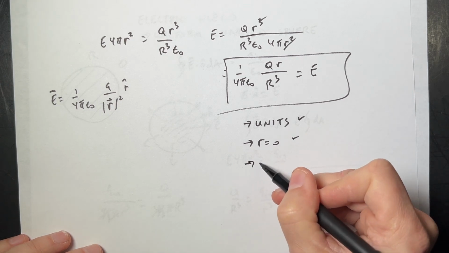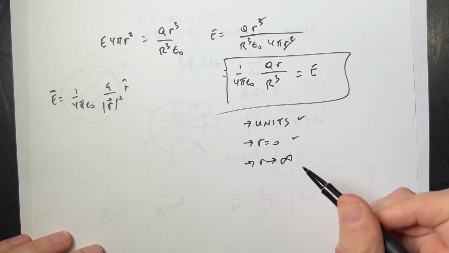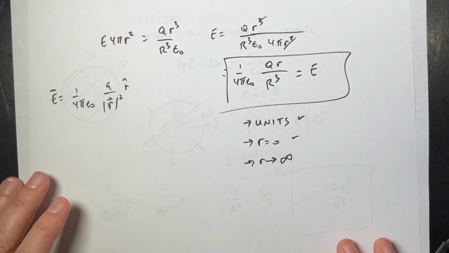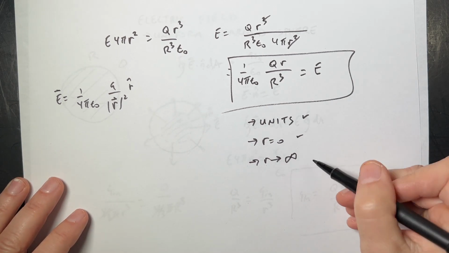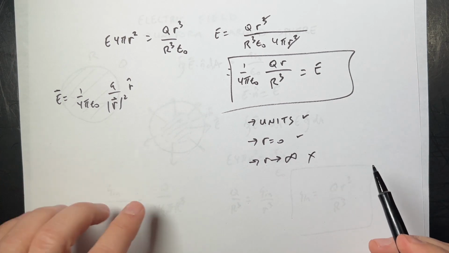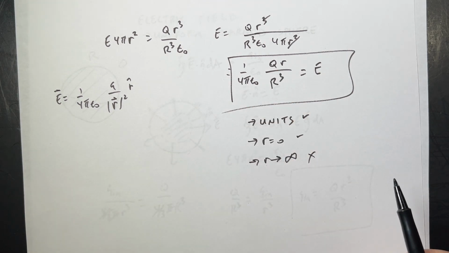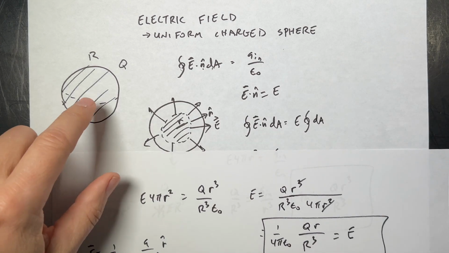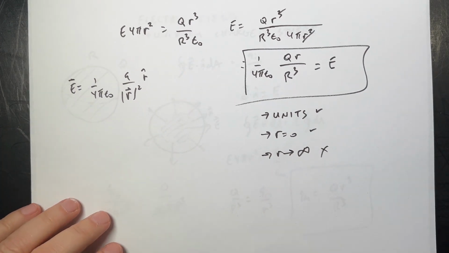What about as r goes to infinity? This says the electric field blows up to infinity, and that's bad. But it's fine, too, because we did this assuming the electric field inside the sphere. So now we actually need to do outside the sphere. This one's not too bad.